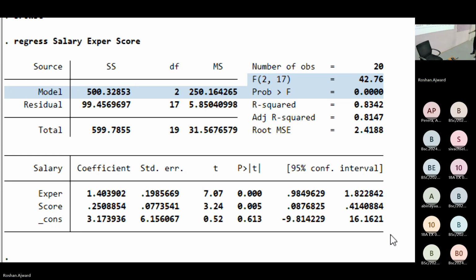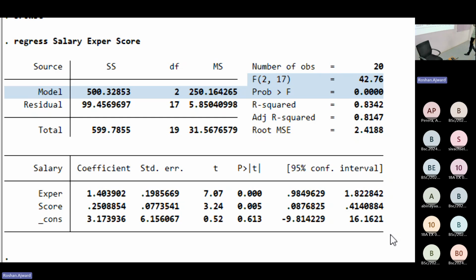Here now tell me, experience variable, is it significant? Look whether this is less than 0.05. Yes, it is, because this is less than 0.05. And see whether the coefficient is positive or negative. Is it positive? Yes. What it says is there is a significant positive impact. That's what you have to understand.